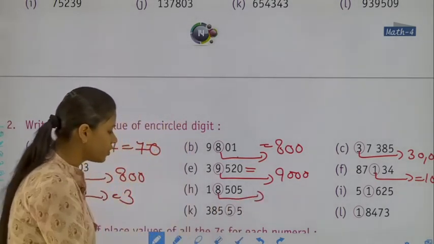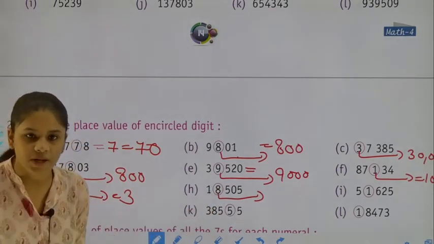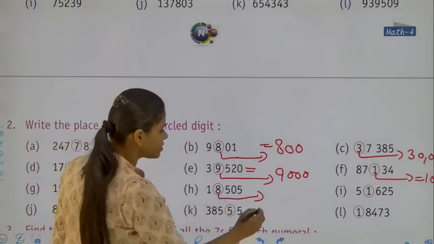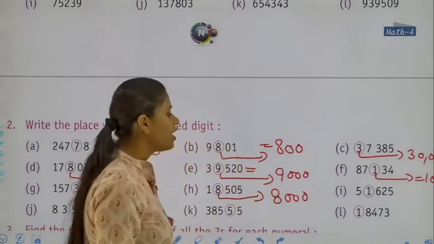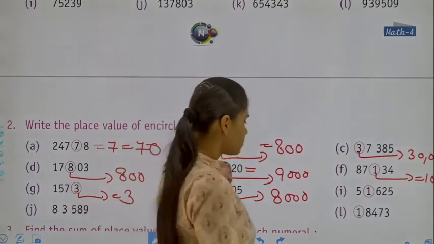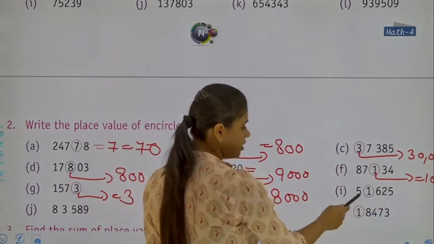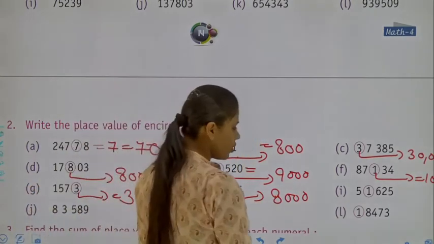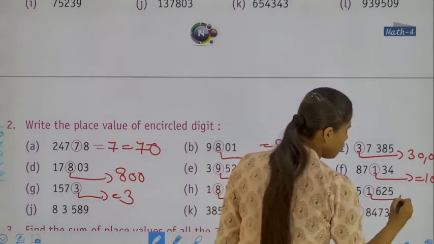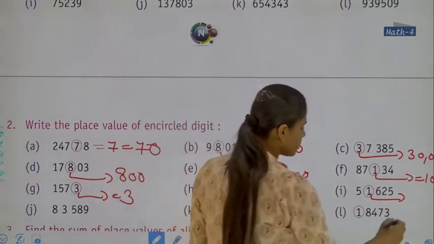We have to tell the place value of 8. We start from the ones, tens, hundreds, thousands. So what is the place value of 8, students? That is 8,000. Now move to the next part. Again, ones, tens, hundreds, thousands, ten thousands. That is 51,625. We have to tell the place value of 1. That is 1,000.